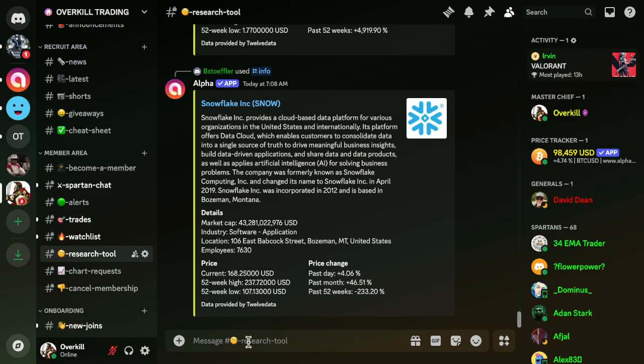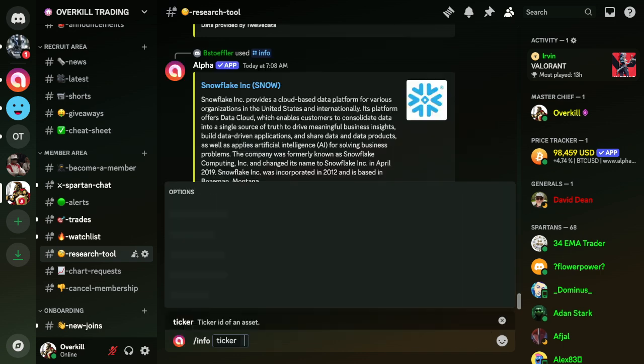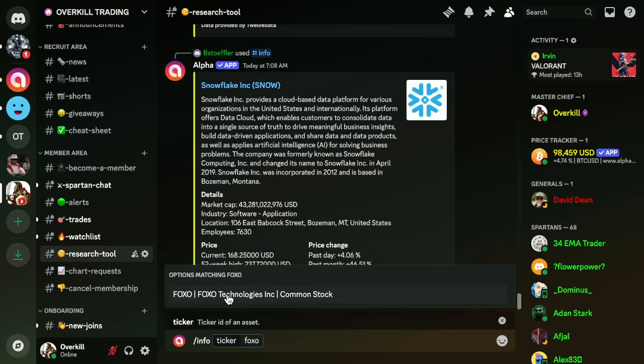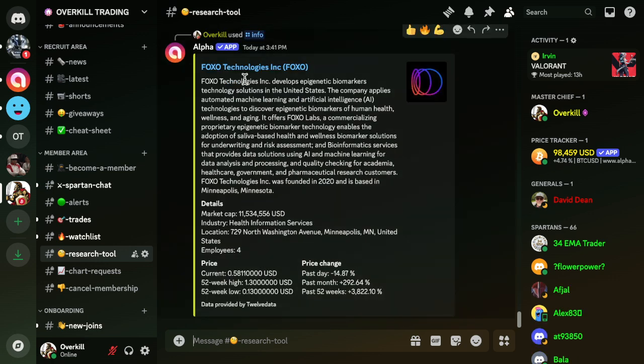If you guys are a member of the Discord, you also have access to this research tool. If you type in /info, hit enter, and then you type in the name of your crypto or your stock, it will actually pull up what it is over here in the Discord. So you can see it develops biomaker technology solutions in the United States. It's in the health information services. It's only an $11 million market cap.